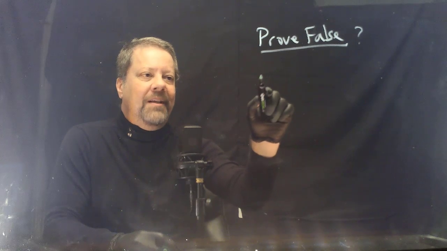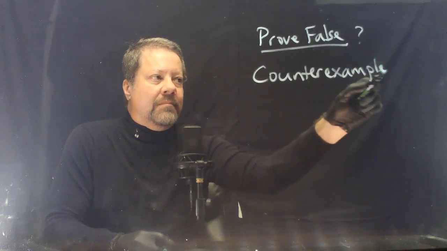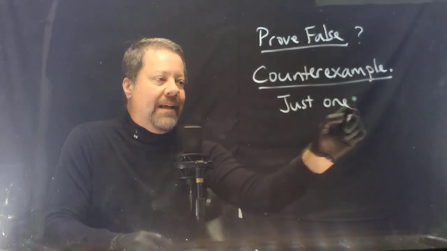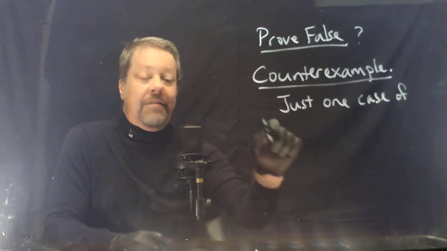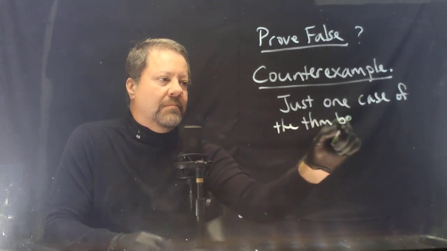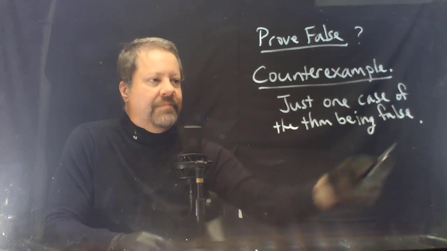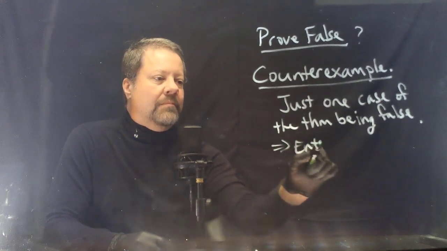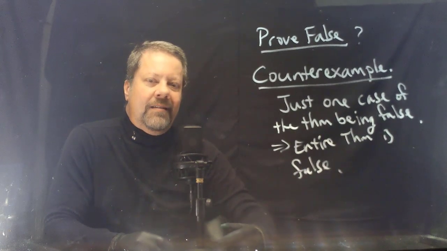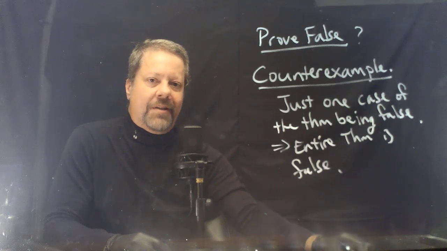How do you do that? One method is by providing a counterexample. It takes only one case, just one case of the conclusion of the theorem being false, is enough to show that the entire theorem is false. All you have to do is exhibit one counterexample, and then the whole theorem is blown up. It's not a theorem, only a false conjecture.